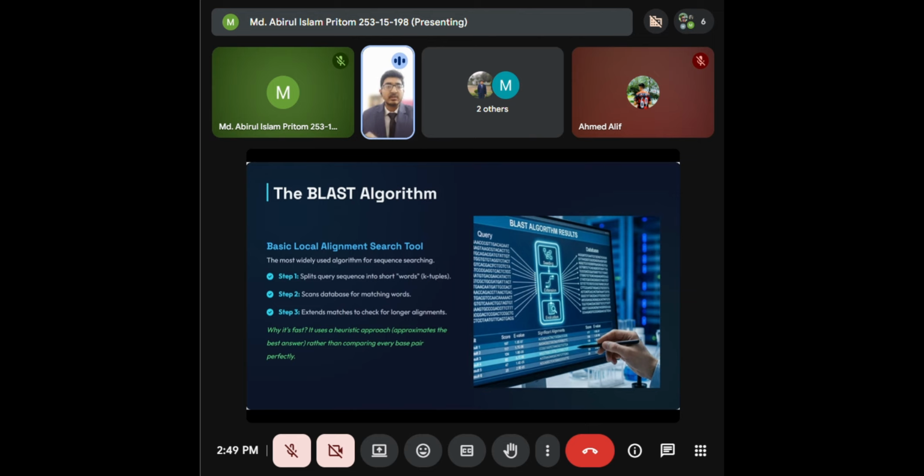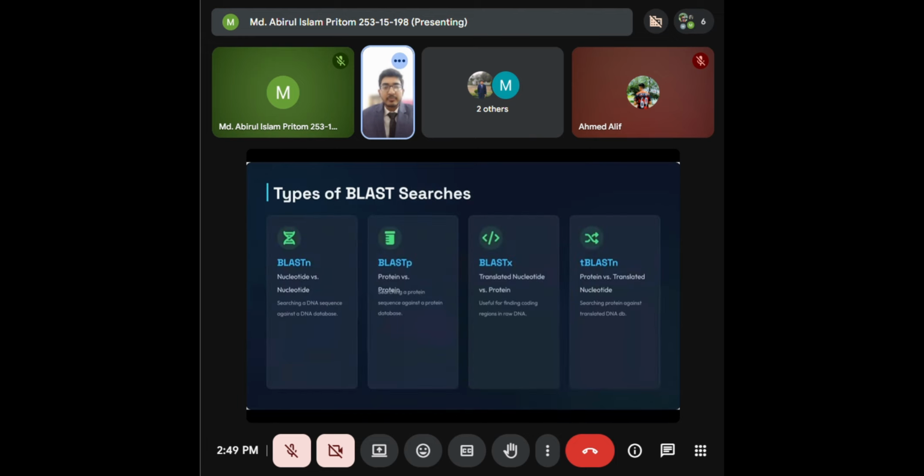BLAST works in three simple steps. It breaks the query sequence into small pieces called words. It searches the database for matching words, then it extends those matches to find longer alignments. Because of this smart method, BLAST can search huge databases in seconds. Moving on to the next slide, types of BLAST searches.